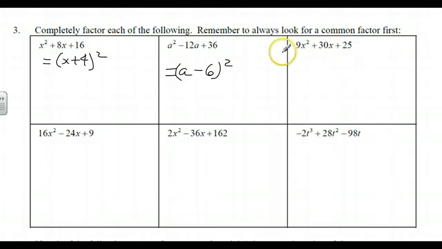9, 30, and 25, no common factor. That has 5s going into it. That has 3s and stuff. This is a square root. Or sorry, it is a perfect square. Its square root is 3x. Square root is 5. 3x times 5 is 15x. Doubled is 30x. So we go 3x plus square root of that squared.